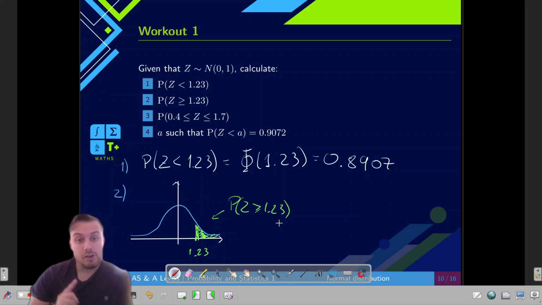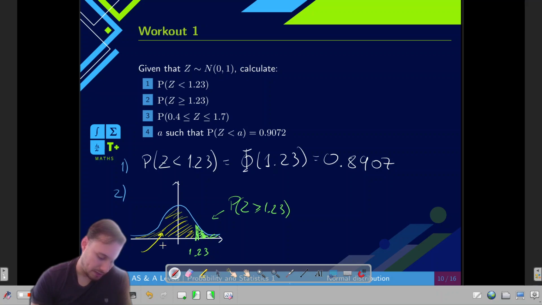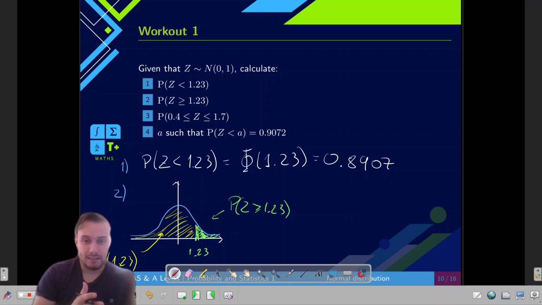We already know all of this probability. I'm going to be drawing it in green now, in yellow. All of this probability, we know it, because this probability that we have here is the probability that Z is less than 1.23. This is the phi of 1.23, because it's less than. And remember that these two areas, the area in yellow and the area in green, must add up to 1.